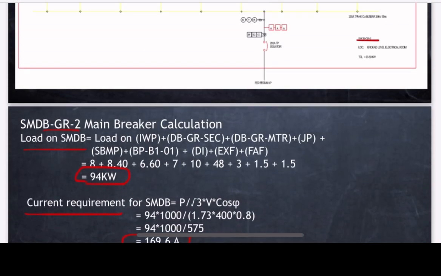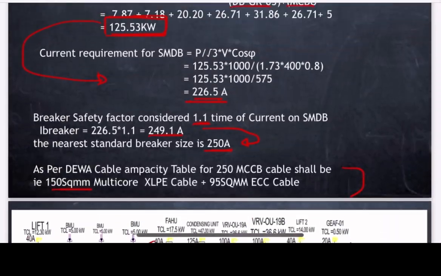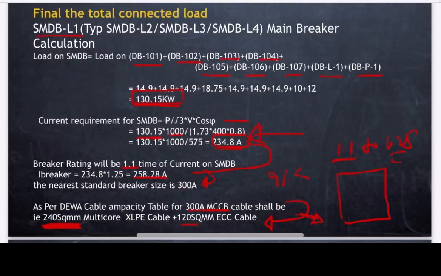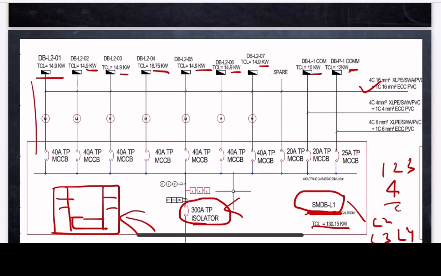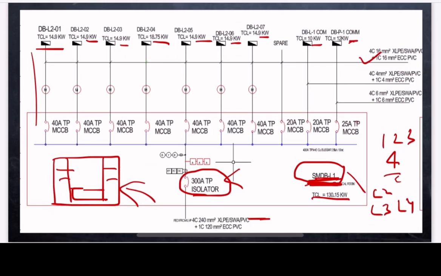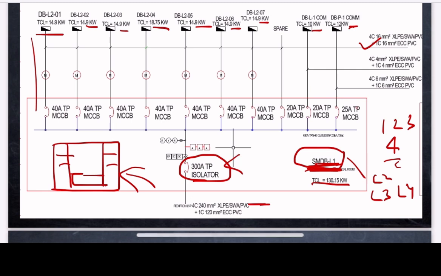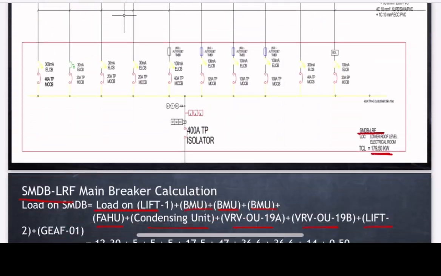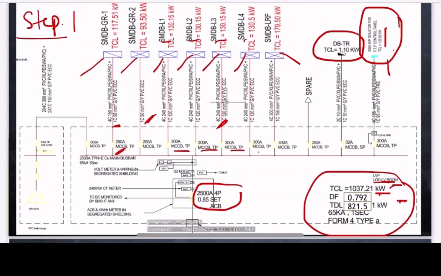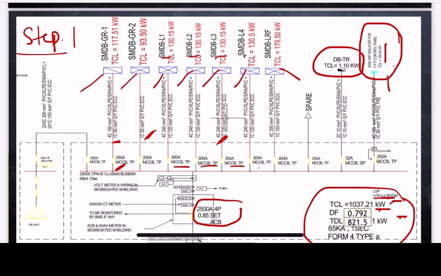Okay, so just what we calculated, we are reflecting here. Let's see one example. This is SMDB L1. The incomer rating is 300, which I reflected there, and the cable rating is 240 square mm, which I also reflected in the MDB. And the total connected load, that is 130.15 kilowatt. The same thing I reflected in the MDB. Here you see the total connected load 130.15 kilowatt, the breaker rating 300 ampere, the cable rating 240 square mm.